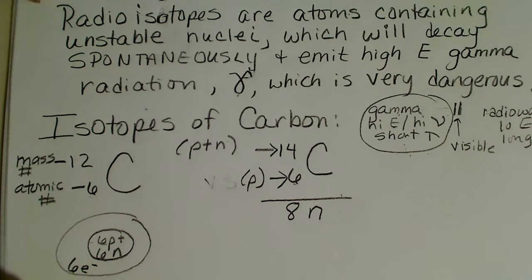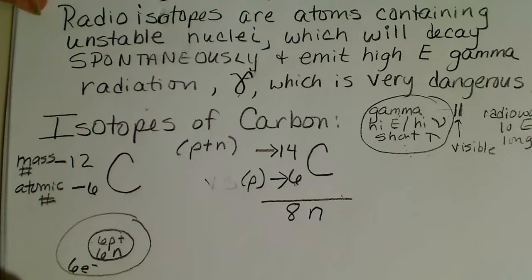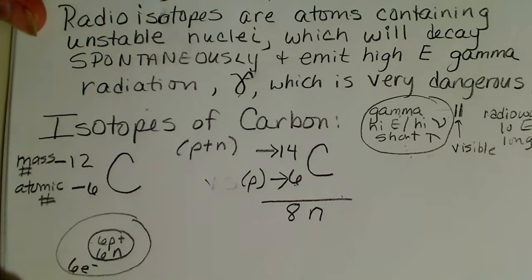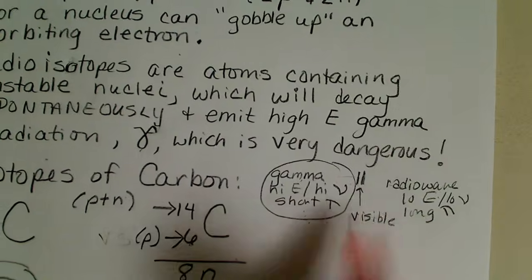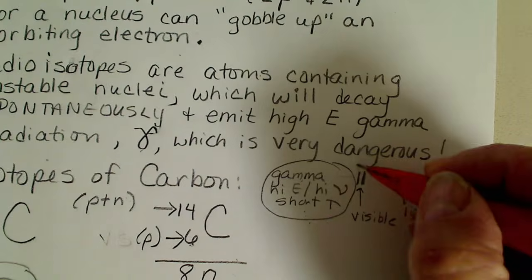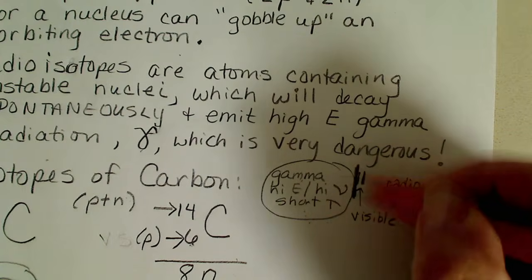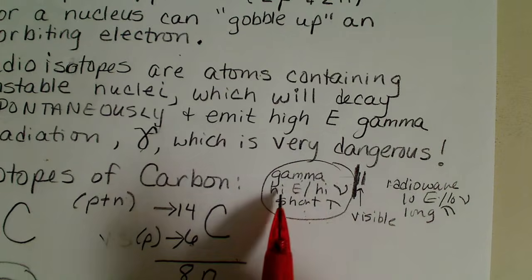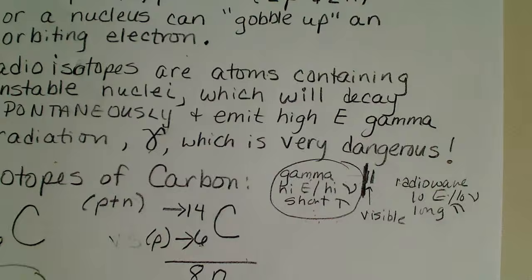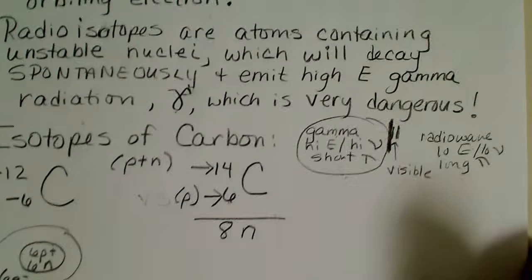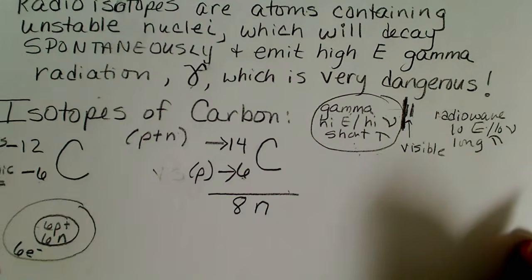So what we generally do is learn how to protect ourselves from that. And looking back at the electromagnetic spectrum, our atmosphere blocks off most of this very high energy radiation. So we're pretty much safe just walking around.